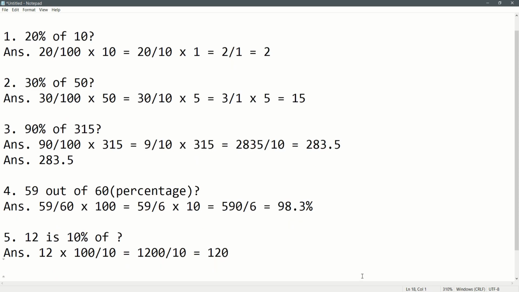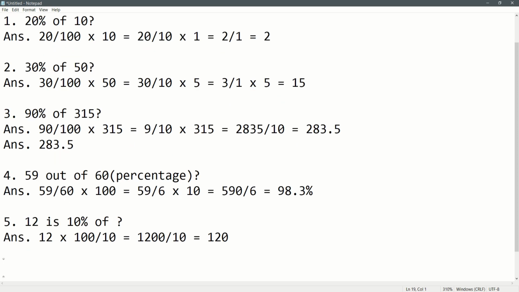And for just confirming your answer, rechecking your answer, you can also apply such kind of method. You can also calculate it again, like what is 10% of 120, you can again calculate, and if the answer is 12, then it means that your answer is correct.